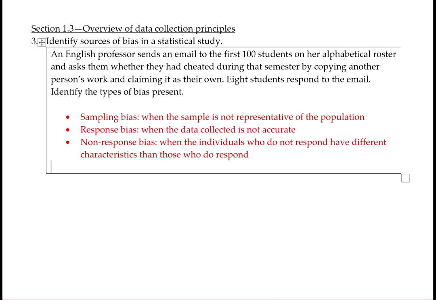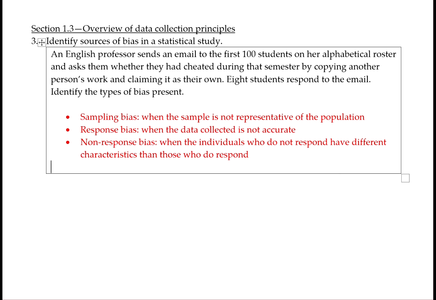So let's look at an example. An English professor sends an email to the first 100 students on her alphabetical roster and asks them whether they had cheated during that semester by copying another person's work and claiming it as their own. 8 students respond to the email. Identify the types of bias present.